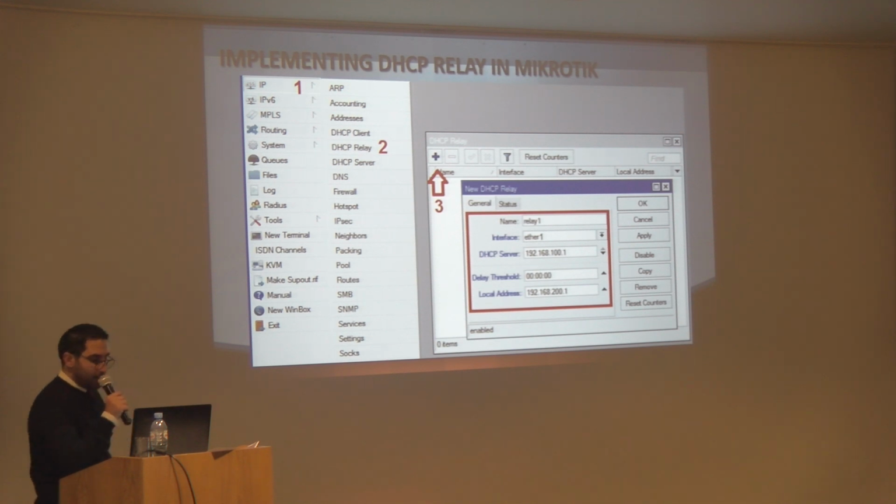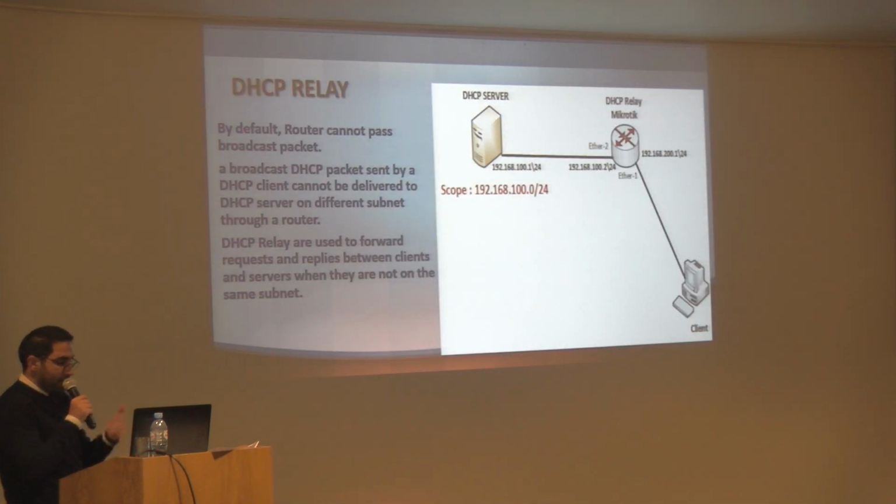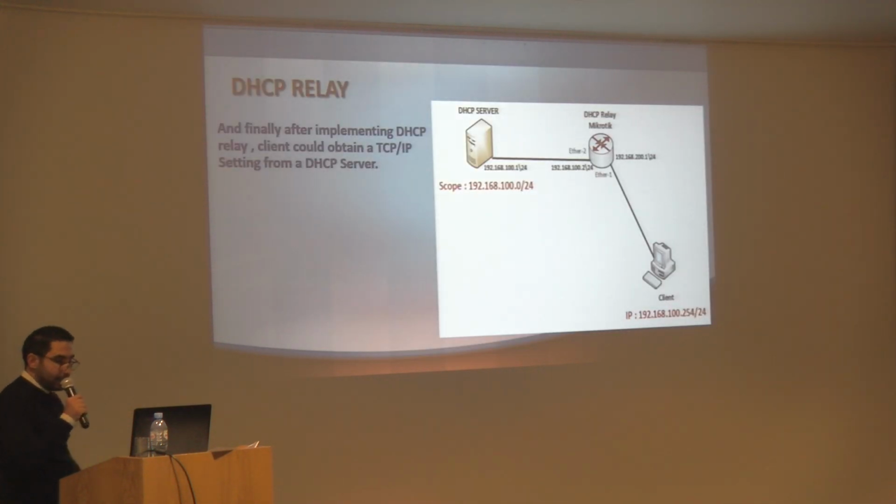And in the local address part, you must enter the IP address that is set for the interface that connects to the client, according to this picture, 192.168.200.1. And finally, the client can receive network parameters from the DHCP server. And at the moment, the DHCP client has an IP address.